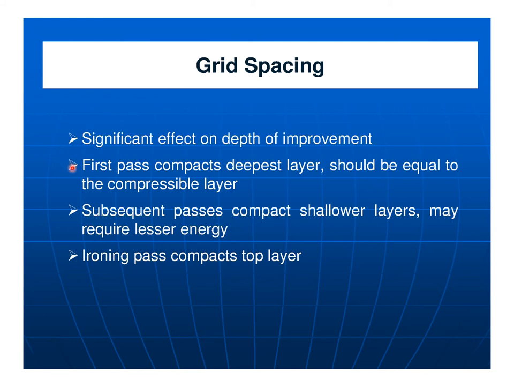First pass compacts the deepest layer, which should be equal to the compressible layer. Subsequent passes compact shallower layers and may require less energy. Ironing pass compacts the top layer. To compact the top layer, we use flat plates, and that pass is considered the ironing pass.